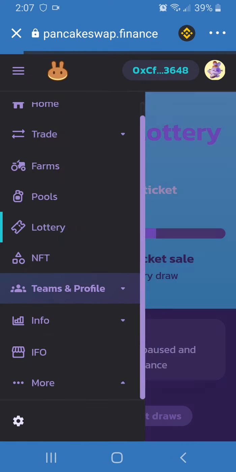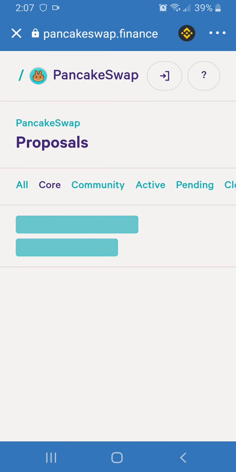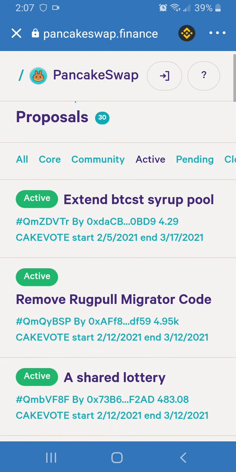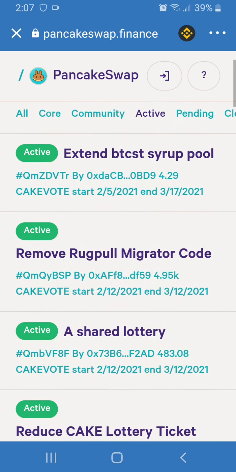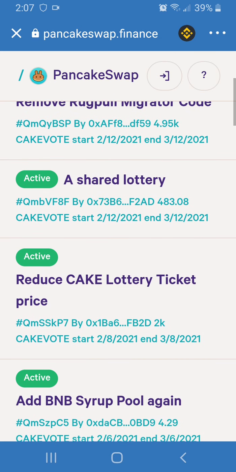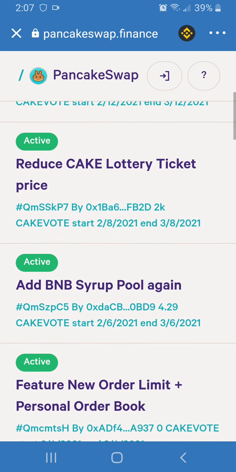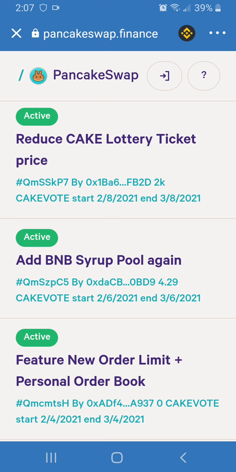If you go down into here, into the voting, here's the filters. I'm going to go to active proposals here. I think one of the reasons that the raffle or the lottery, can't call it a raffle, huh? The lottery is down is because of the questions. These are submitted. You could just go down here and submit proposals, and they're saying to do a shared lottery, reduce the cake ticket charge because it's 10 cake, and that was fine and dandy when cake was like less than $1.